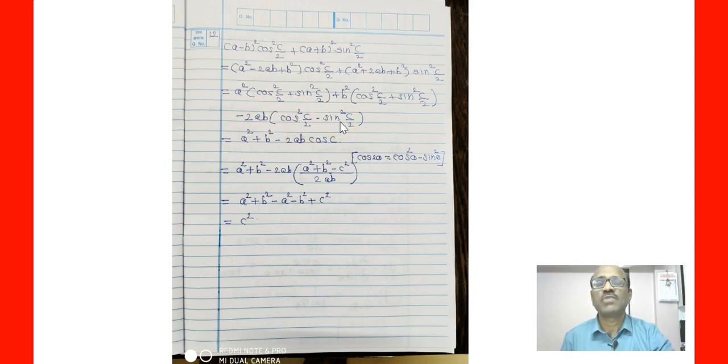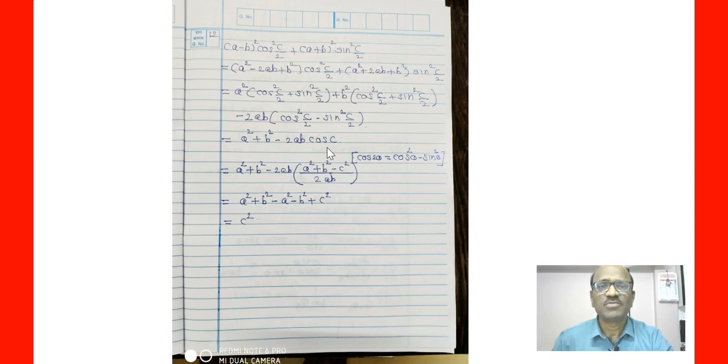Again, there is one more formula from trigonometry. Cos of 2 theta is equal to cos square theta minus sin square theta, and also 2 cos square theta minus 1, and also 1 minus 2 sin square theta. These formulas are always asked in the examination. Using the application of these formulas, cos square c by 2 minus sin square c by 2 is cos of c.